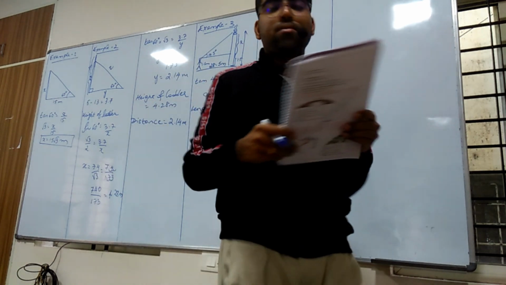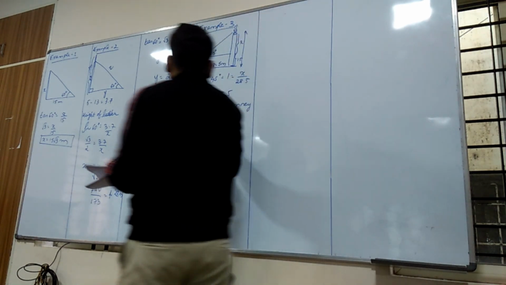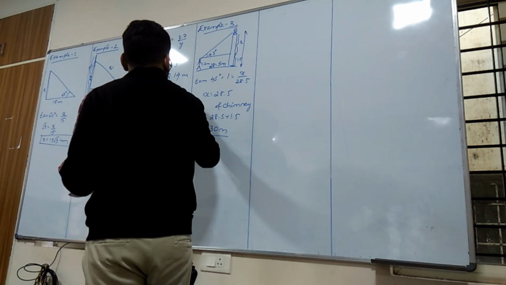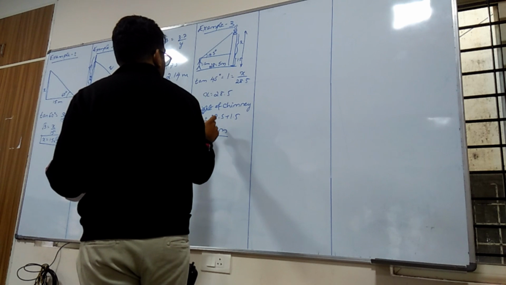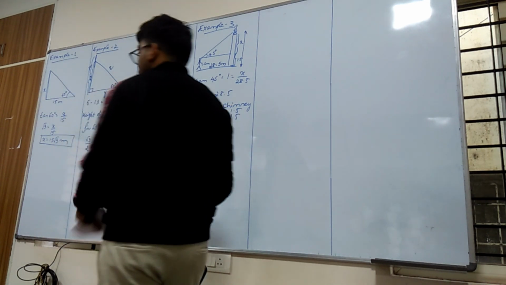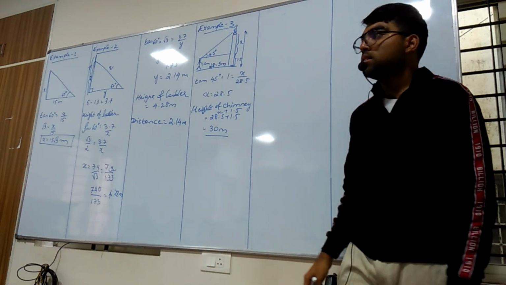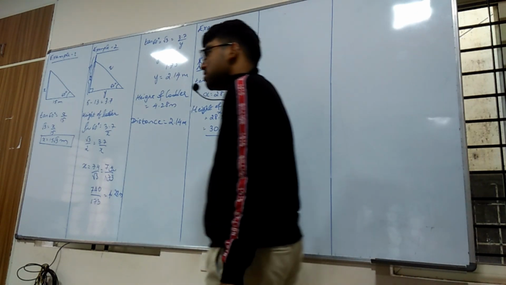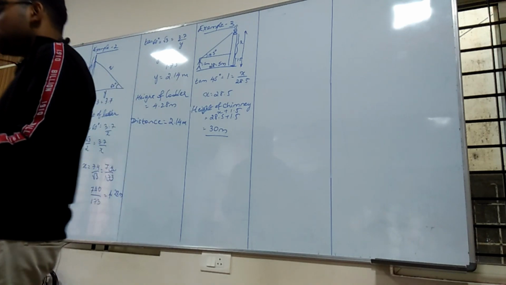That's it. They have asked us to find the height of it. So the full total height is x plus 1.5. This is x plus 1.5. These are all easy, simple questions.